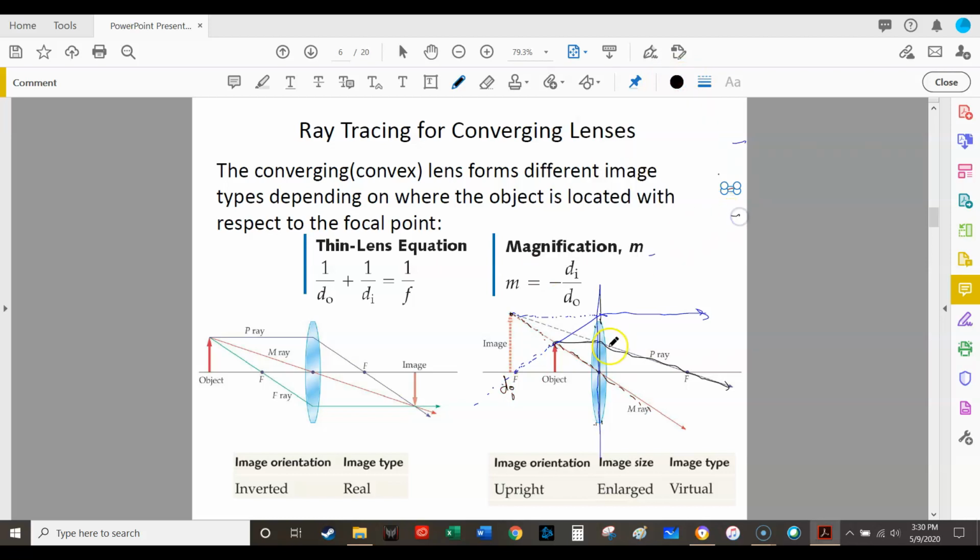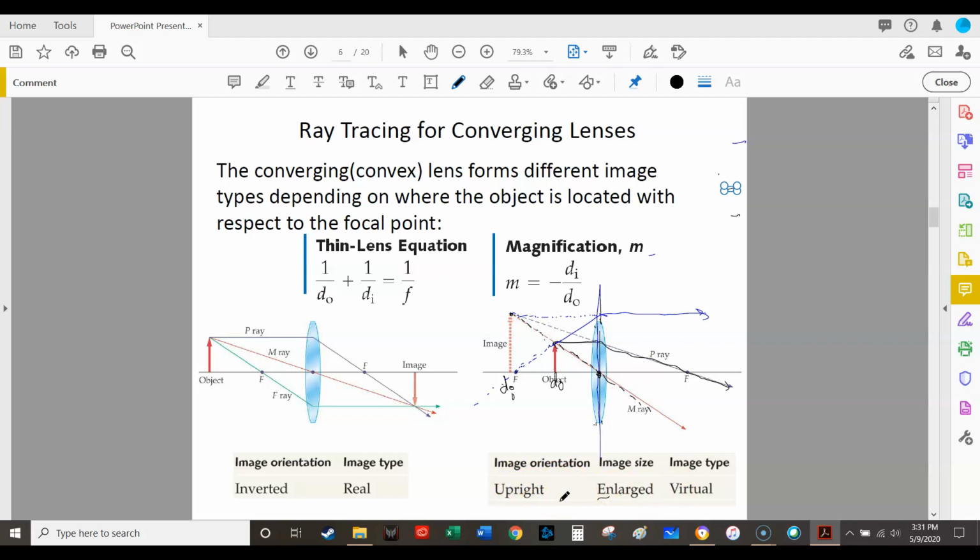So that's the image distance to the center of the lens. The object distance to the center of the lens is right there. And then you have the focal point, which is actually pretty close to this image. Well, when the object is in between the focal point and the center of the converging lens, you will always get an upright image. It will always be virtual, which means it forms on the same side of the lens as the object, and it will always be enlarged. So these three things will always be true. Okay?